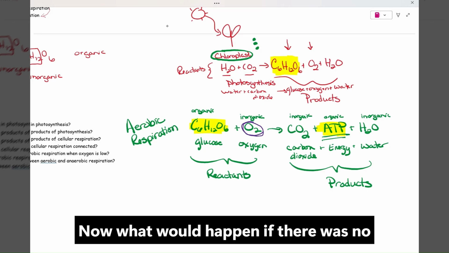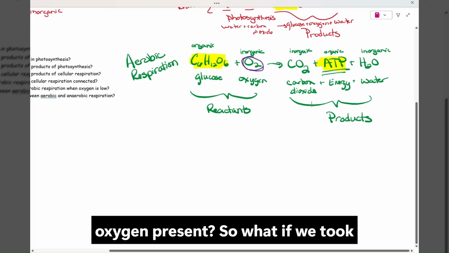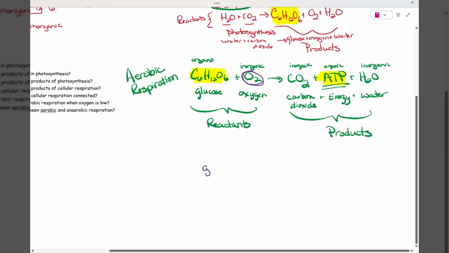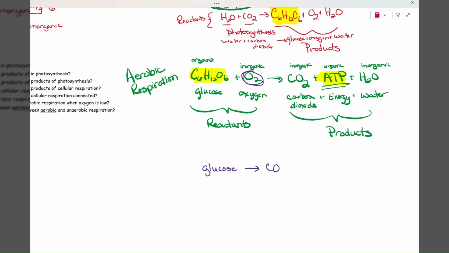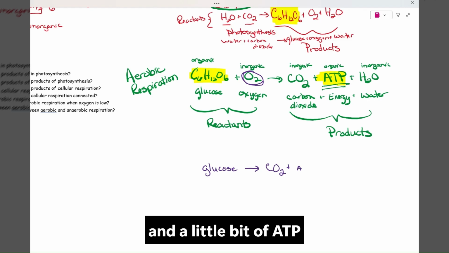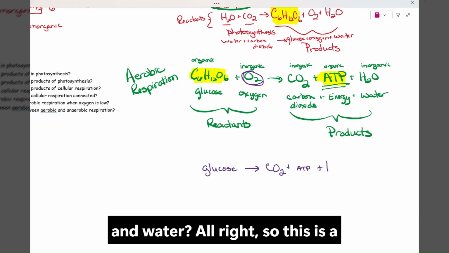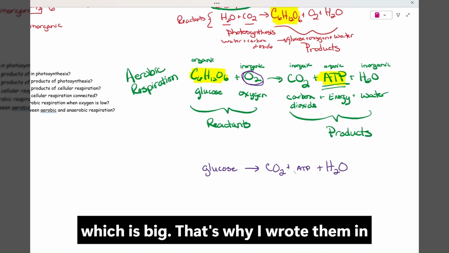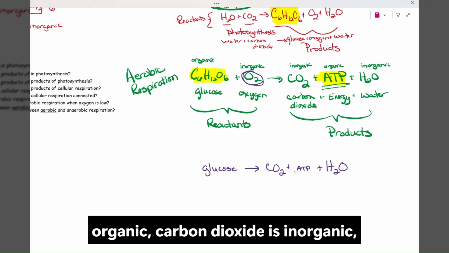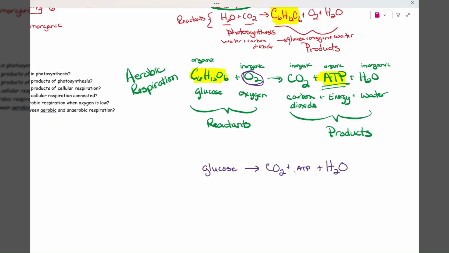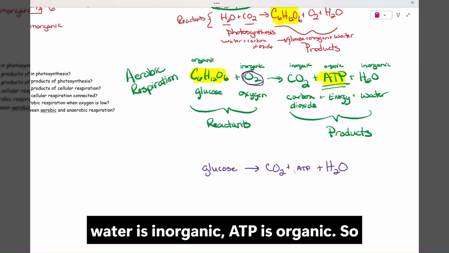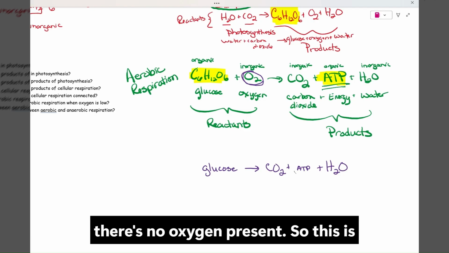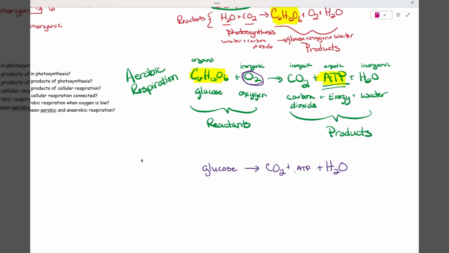Now, what would happen if there was no oxygen present? So what if we took glucose and produced CO2 and a little bit of ATP and water? All right, so this is a small amount of ATP here versus up here, which is big. That's why I wrote them in different sizes. Again, our glucose is organic, carbon dioxide is inorganic, water is inorganic, ATP is organic. So there's no oxygen present. So this is called anaerobic respiration.